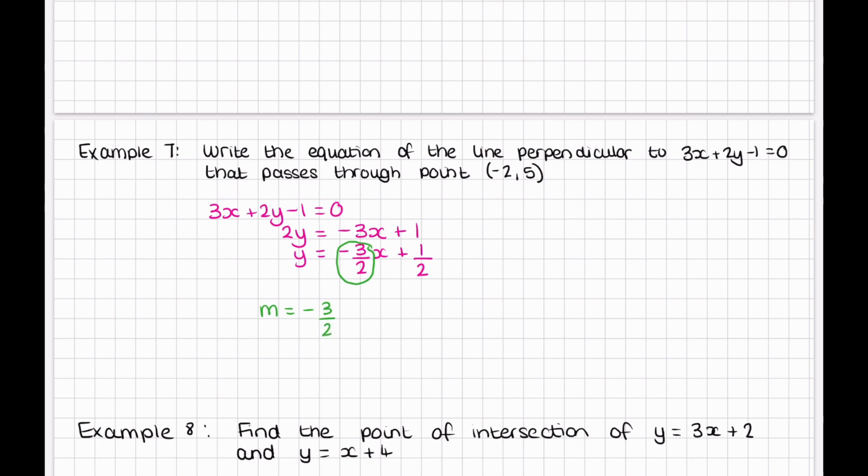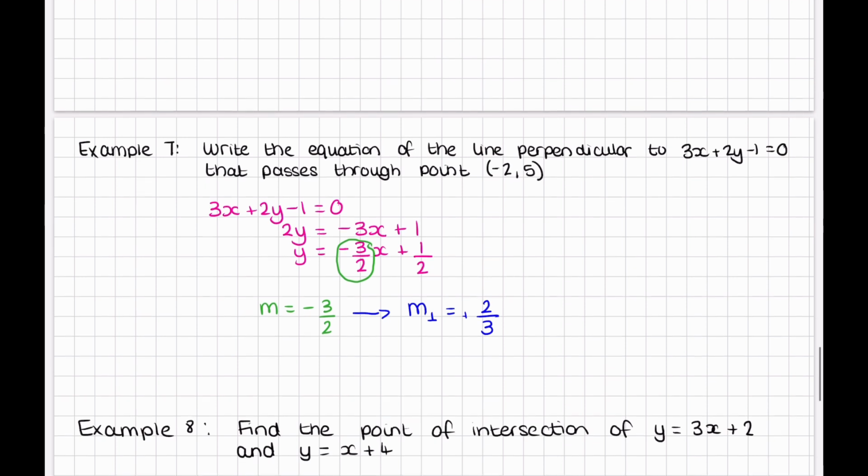But we are wanting the equation of the perpendicular line, which means we need to find the negative reciprocal, which means the gradient of the perpendicular line. So to do this really quickly, what I do is flip the fraction, so that's 3 over 2, so it'll be 2 over 3. And I change the sign. Now because this one's negative, this one's going to end up being positive. That's the easiest way to work this out. So the gradient of the perpendicular line is 2/3.